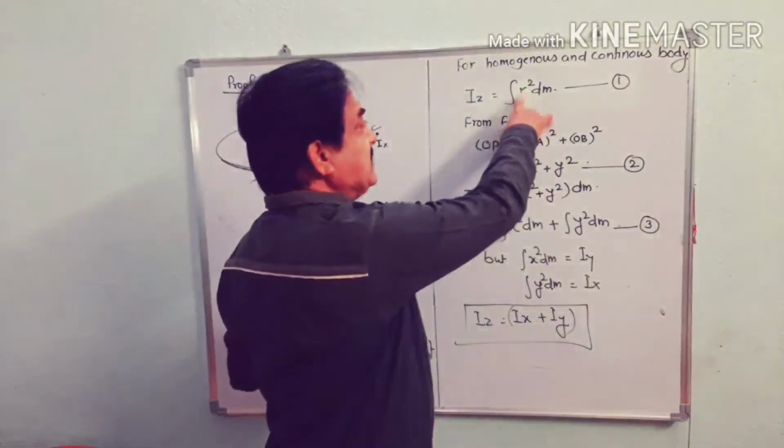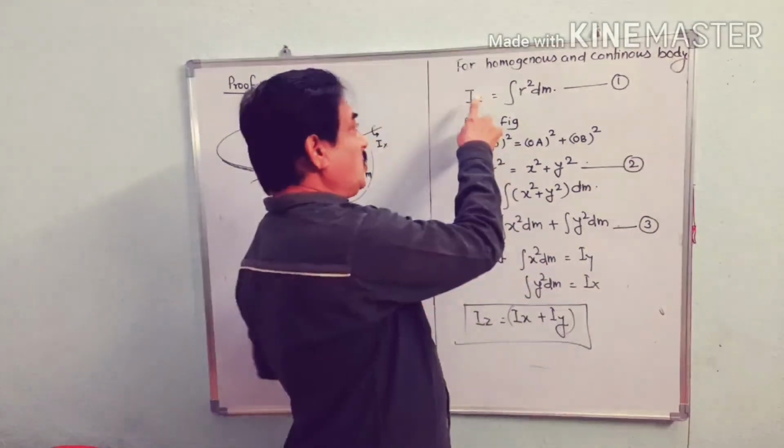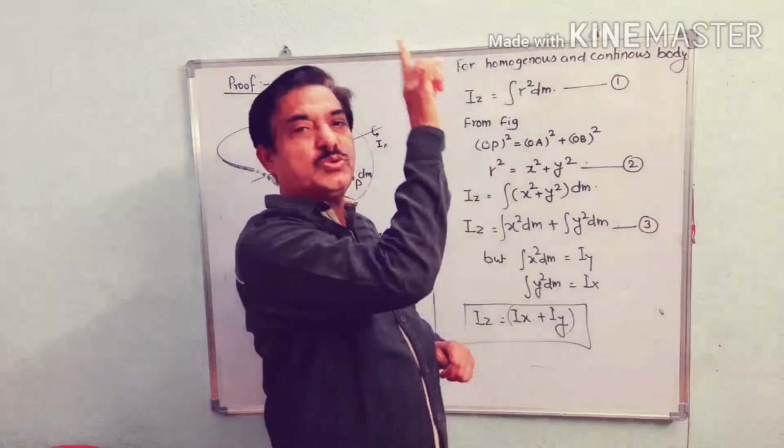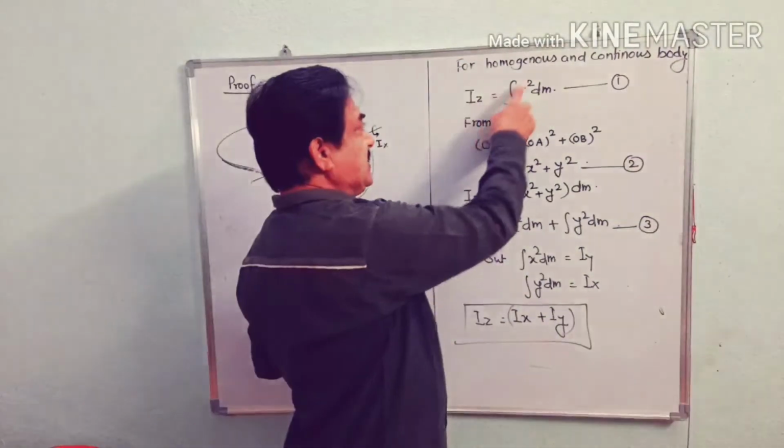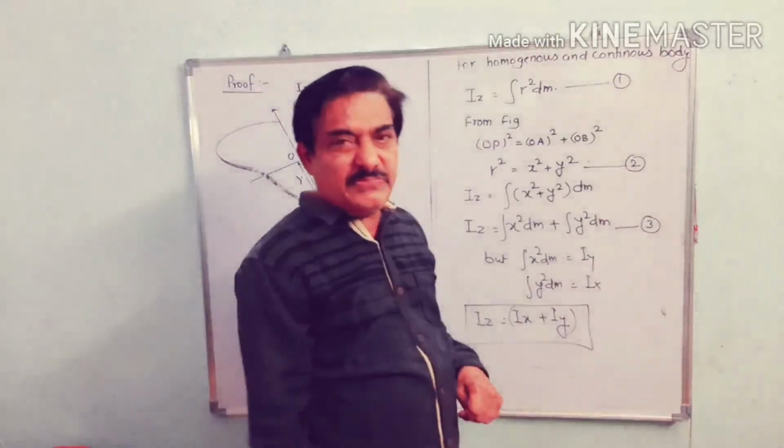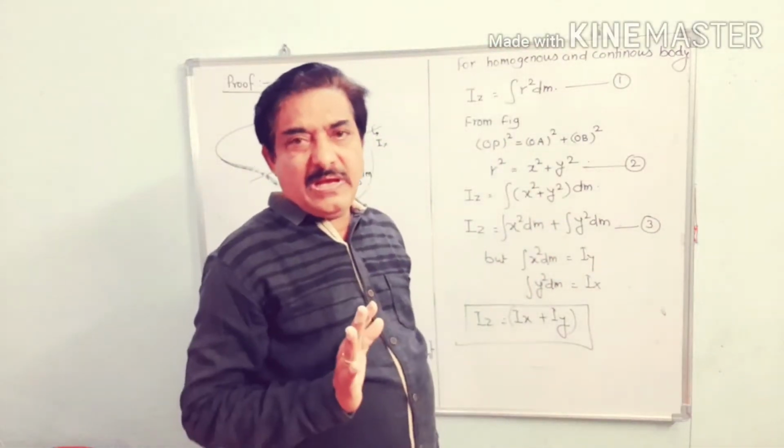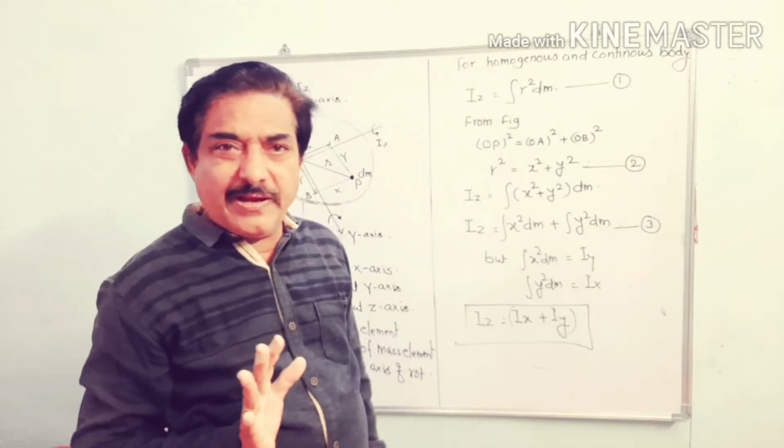As r is a distance from the z axis, so this moment of inertia belongs to z axis. So Iz is equal to integration of r square dm. This is equation first.